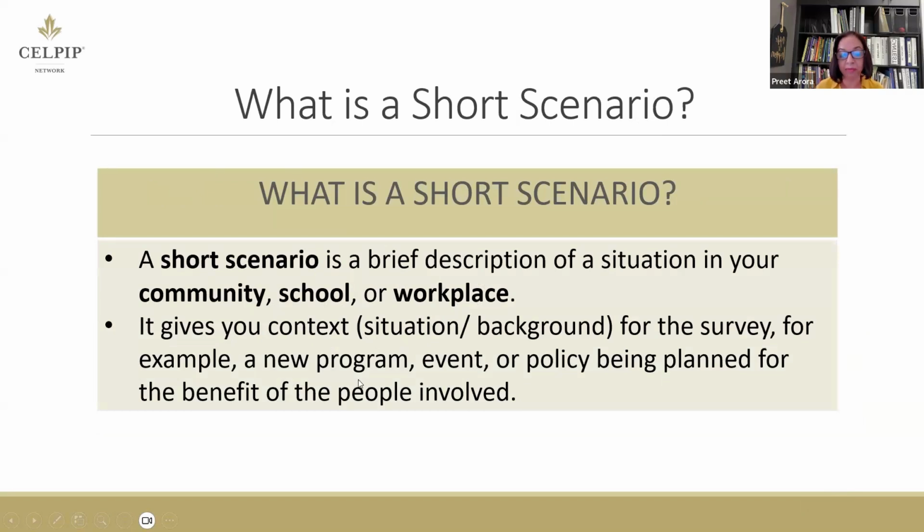For example, a new program, a new event at a community, school, or workplace, or a policy being planned for the benefit of the people involved. They will give you a situation and they want to bring some kind of benefit to the members of the community, the students at school, or the workers at the workplace. They are not making decisions without taking the viewpoint and opinion of the people for whom they are trying to bring that benefit or policy change. Like a democratic country, they want the decision to be made by the opinion given by the participants of that situation.